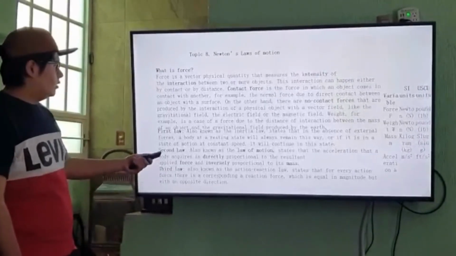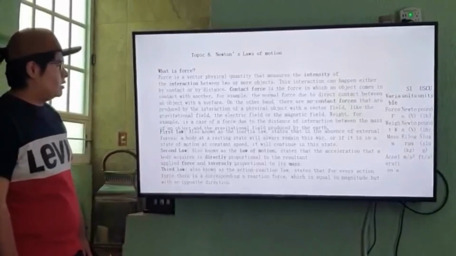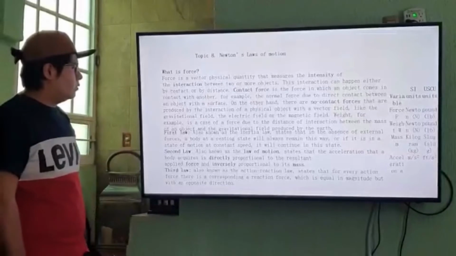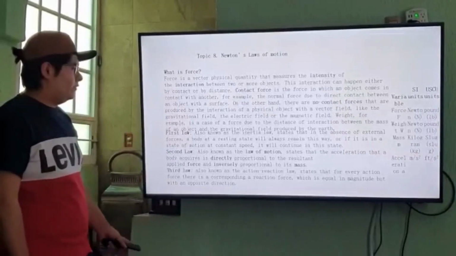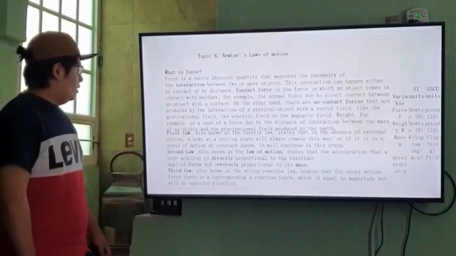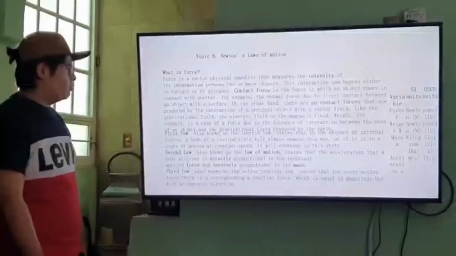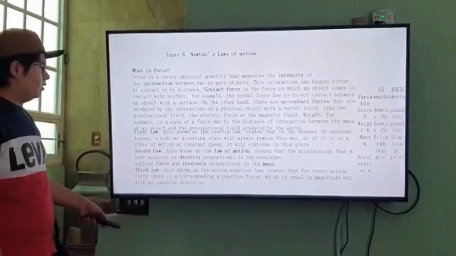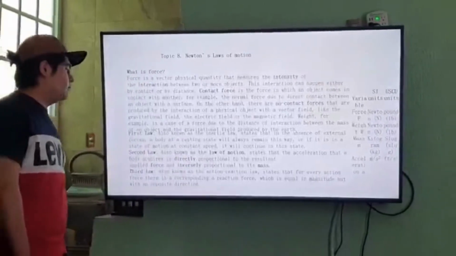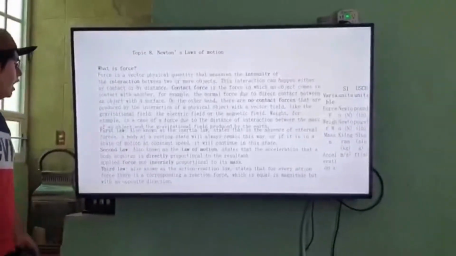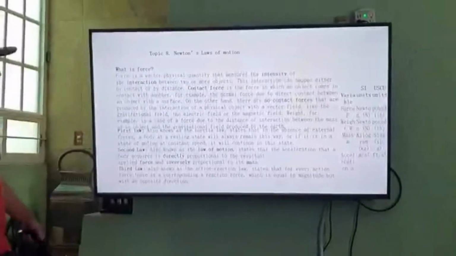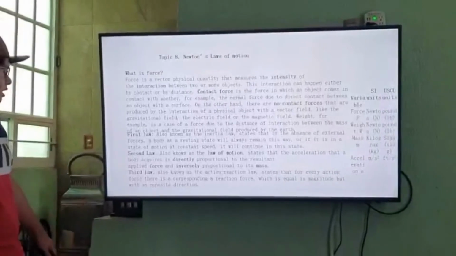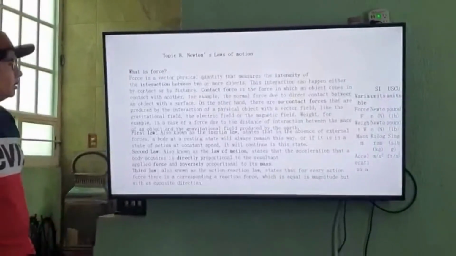The first law, also known as the inertial law, states that in the absence of external forces, a body at rest will also remain that way. The second law is the law of motion, which states that the acceleration that a body acquires is directly proportional to the resultant applied force and inversely proportional to its mass. And the third law, also known as the action-reaction law, states that for every action force there will be a corresponding reaction.